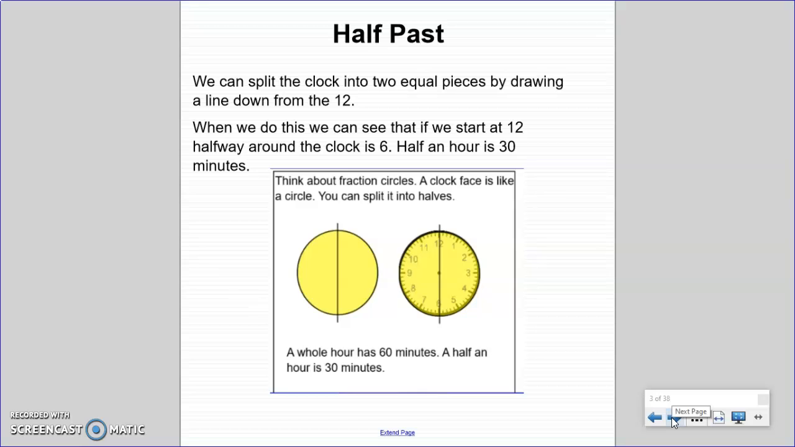We can split the clock into 2 equal pieces by drawing a line down from the 12. When we do this, we can see that if we start at 12, halfway around the clock is 6. Half an hour is 30 minutes. Think about the fraction circles we used in class. A clock face is like a circle. You can split it into halves. A whole hour has 60 minutes. A half an hour is 30 minutes.